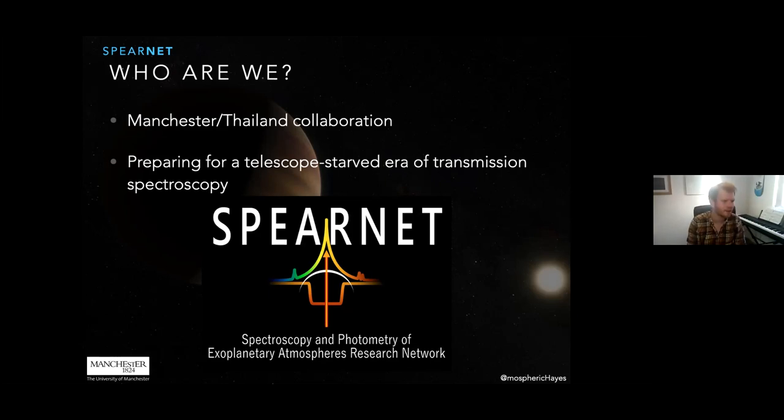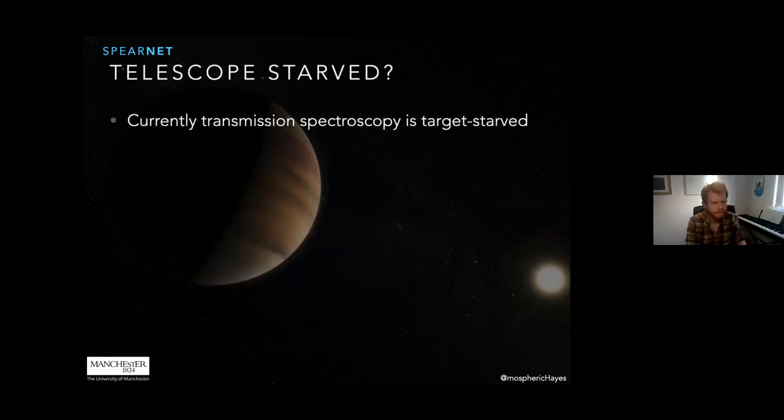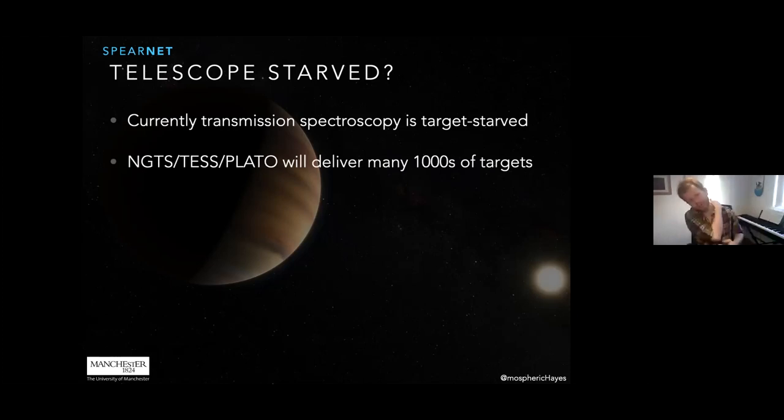And we think we are pretty much alone in actually trying to get ready for this new era of transmission spectroscopy. Like I told you before, currently we are target starved. Most of the planets found by Kepler we can't actually observe from the ground. So we can sort of manually pick planets and say, I'm going to look at you. TESS, NGCS, Plato, they're going to find a bunch more.